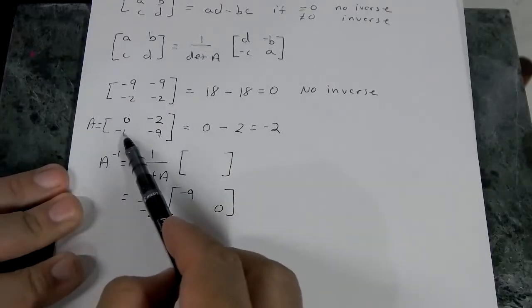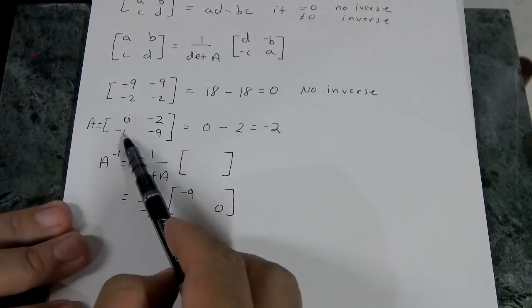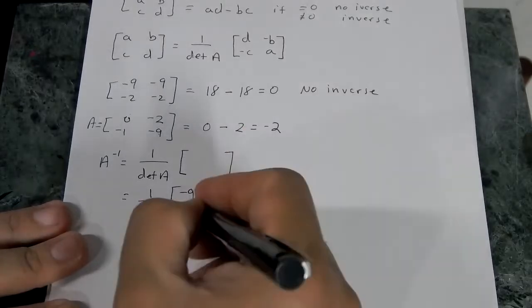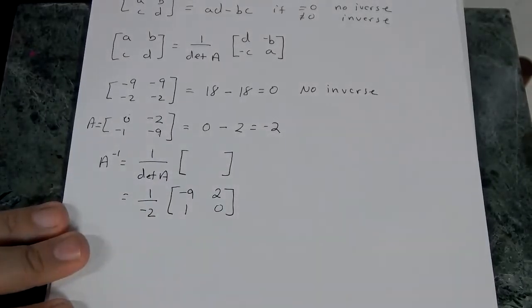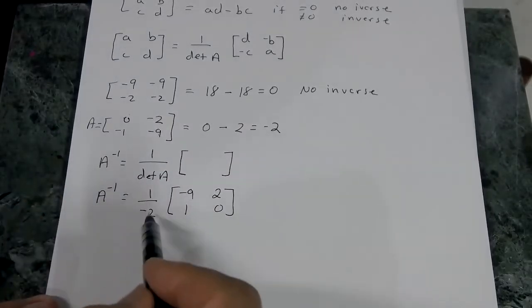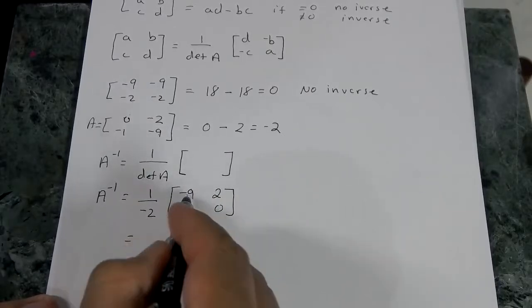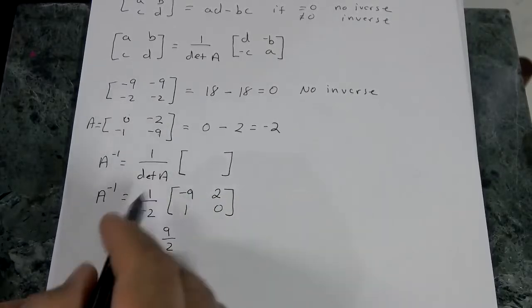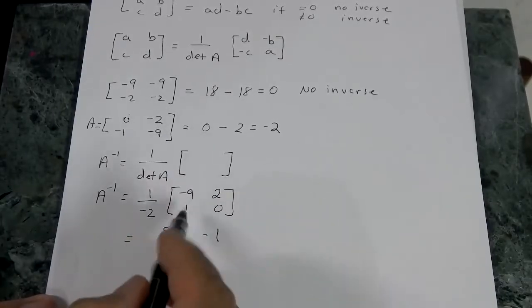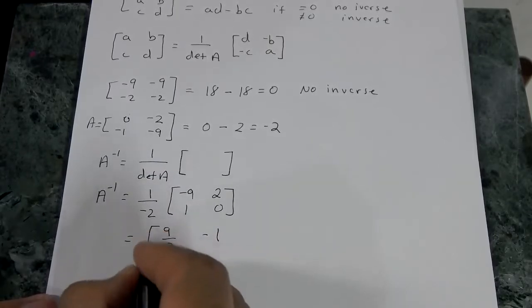And I'm going to change the signs of the other diagonal. If they're negative, they become positive; if they're positive, they become negative. So this is a -1 and a -2. If I change their signs, they become +1 and +2. So this is what the inverse is going to look like. Now I just have to multiply this -1/2 by each one of those. So my answer is -1/2 times -9 is +9/2. Negative 1/2 times 2 is negative 1. Negative 1/2 times 1 is negative 1/2. Negative 1/2 times 0 is 0.